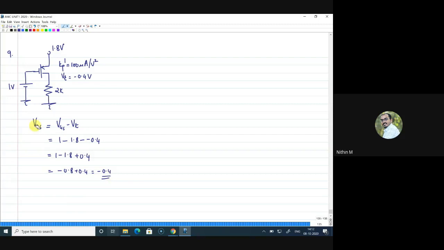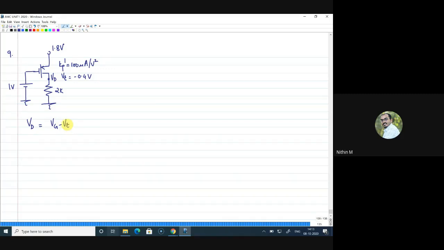So let me do one thing just for a minute. If I want to find W by L, how will you find W by L? We have to go with the drain current equation only, right? Okay, let me look at this. So this is VD, right? So I'll take the condition VD equal to VG minus VT. This is the edge of saturation condition.